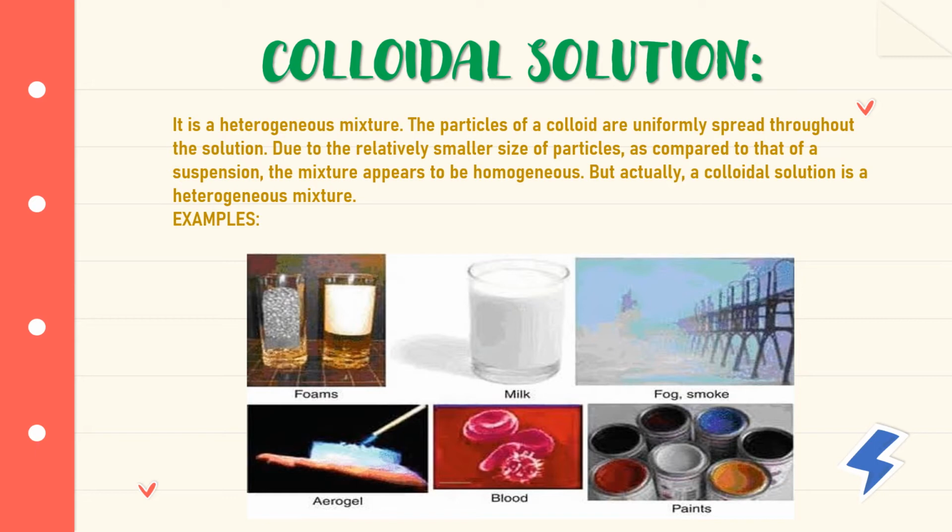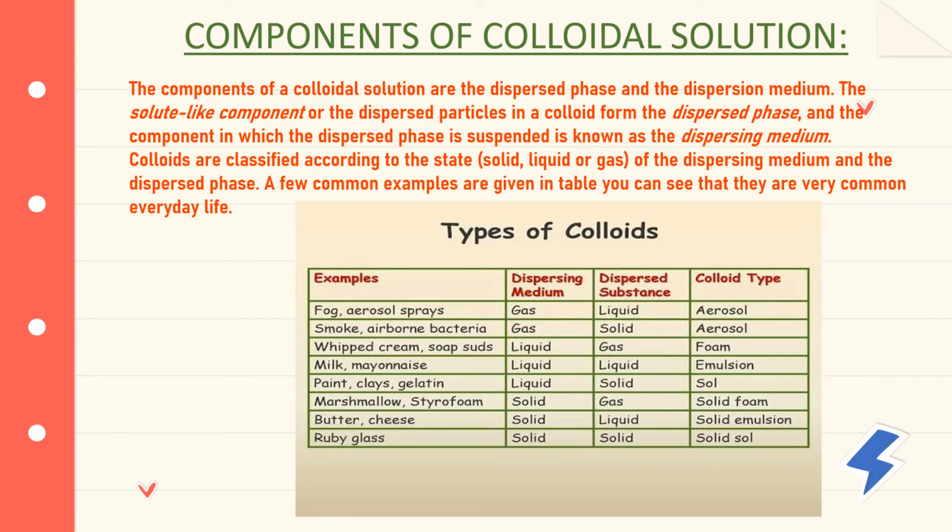Now, what are these two new terms, dispersion medium and dispersed phase? Basically, these two are the components of a colloidal solution. So let us discuss the components of a colloidal solution. The components are the dispersed phase and the dispersion medium. The solute-like component, or the dispersed particles in a colloid, form the dispersed phase, and the component in which the dispersed phase is suspended is known as the dispersing medium.